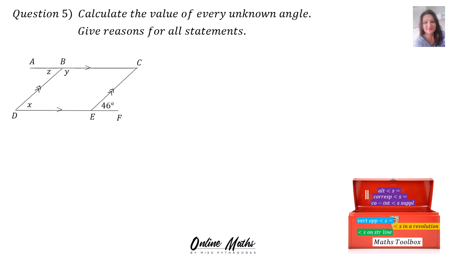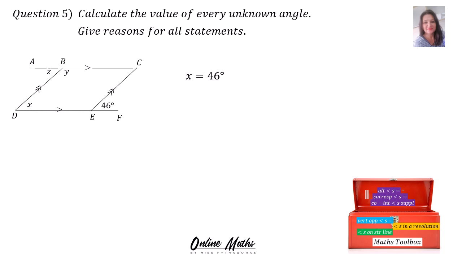Question 5. Calculate the value of every unknown angle and give reasons for all statements. Now on your sketch you will find that line AC is parallel to line DF, but there's also line BD that is parallel to line CE. Now let's see. Let's start with X.